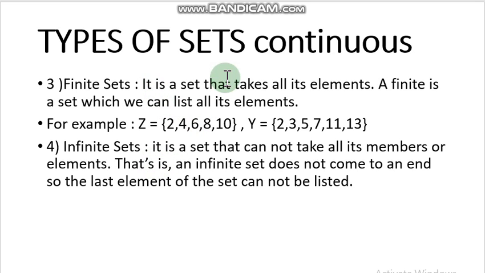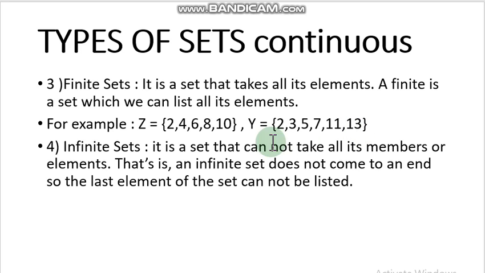Now let's continue with types of set. Finite set. A finite set is a set which can list all its elements. For example, set Z is the set of even numbers from 1 to 10. So the last element of this set is 10, so it's finite. Set Y is prime numbers from 2 to 13. With this one too, the last element of this set is 13.